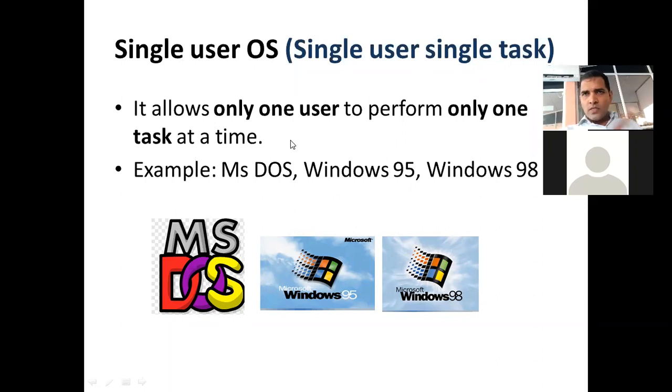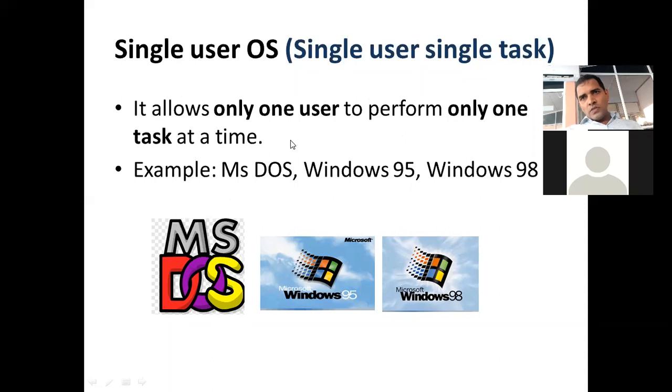So at a time, yes, I'm a single user. There is no problem at all. One user, it's correct, but that single user performs how many tasks? Two tasks. Sometimes three, sometimes four. So remember, the present computers or the present operating systems are not single user, single task OS, because if it is a single user OS, the single user can perform only one task at a time.